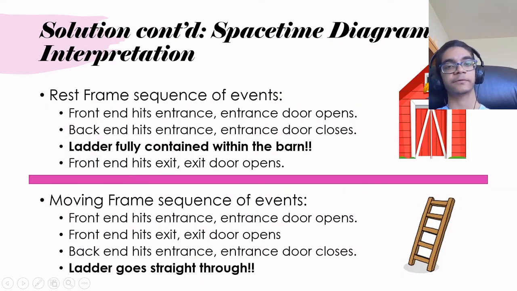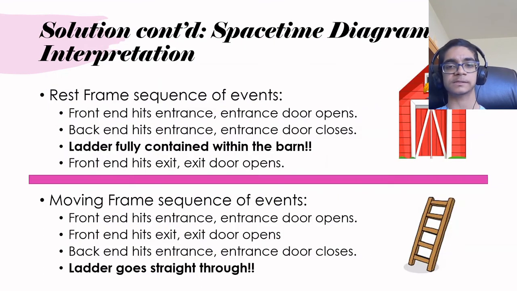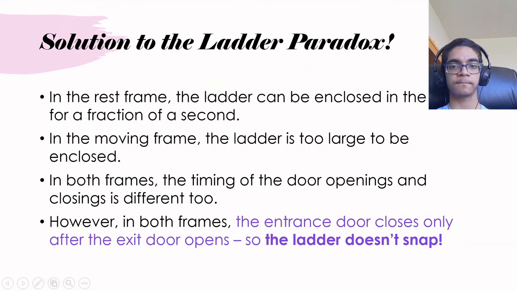So, for example, in the rest frame, the entrance door opens and closes, and then the exit door opens, whereas in the moving frame, the entrance door opens, then the exit door opens, and then the entrance door closes. So that ordering is different. But one thing to note is that in both frames, the entrance door only closes after the exit door opens, right? So we can see that right here, for example, and up here as well.